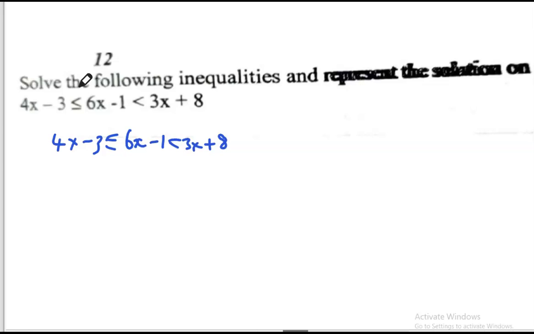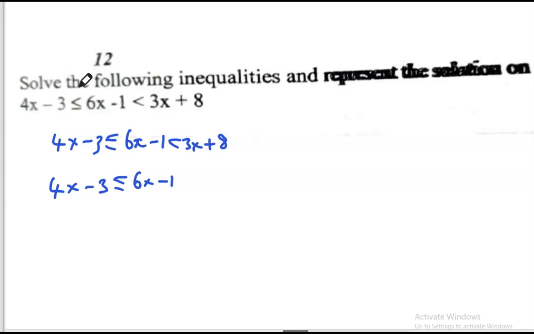What you always try to do is to collect the like terms first. Of course, you can see these are two particular kinds of inequalities. So let's start with 4x minus 3. We are told that this is less than or equal to 6x minus 1. So we are going to solve them separately. You solve this separately before we now add less than 3x plus 8.